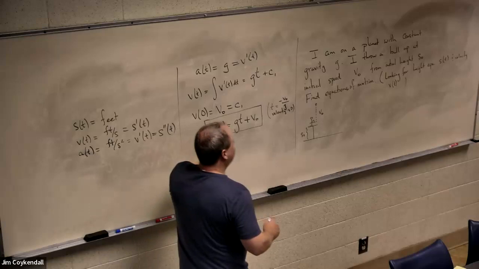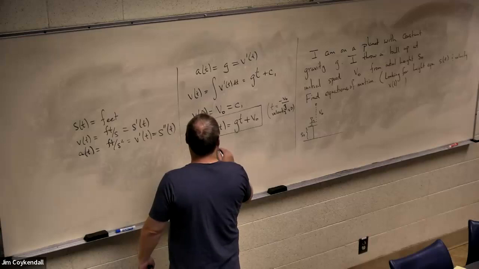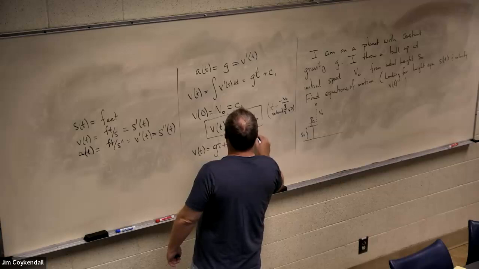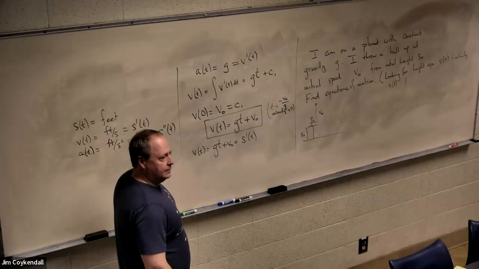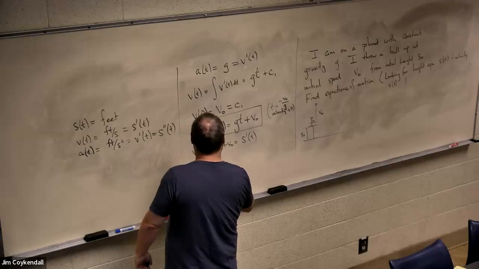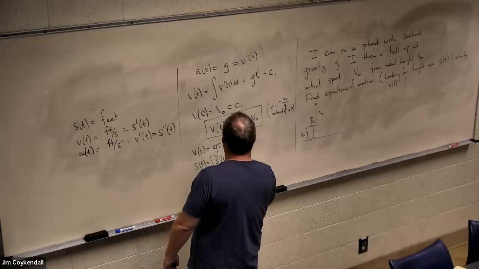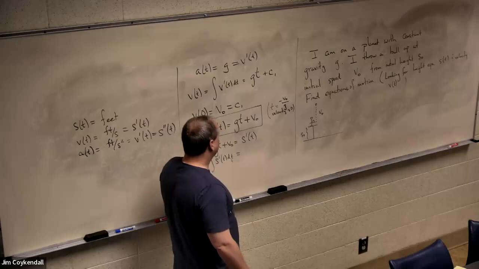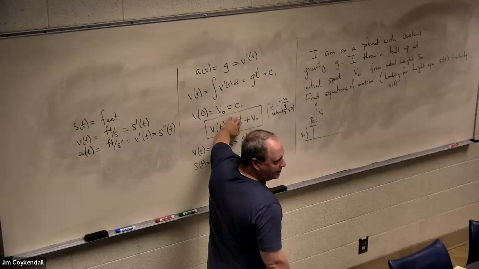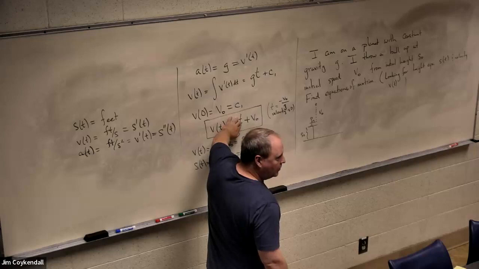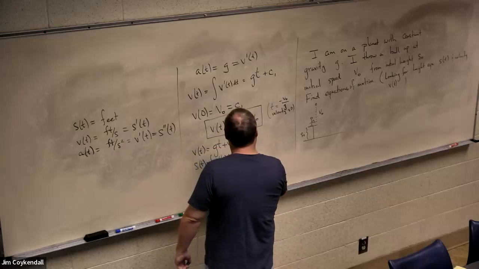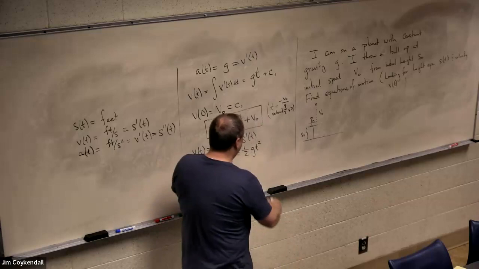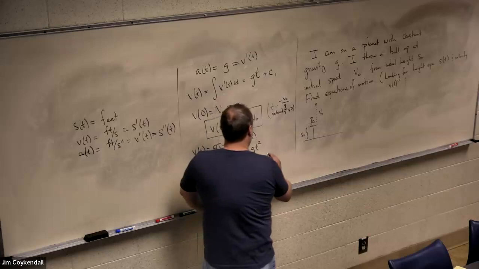Now, I've got velocity. This is S prime of T. So to get S of T, the position that I was looking for, this is the antiderivative of the velocity. What is the antiderivative of GT? Don't let the G throw you. G is just a number. What is the antiderivative of T? One half T squared. So it should be one half G T squared. And you can check this, the derivative will confirm the answer. Plus V zero T plus constant two.